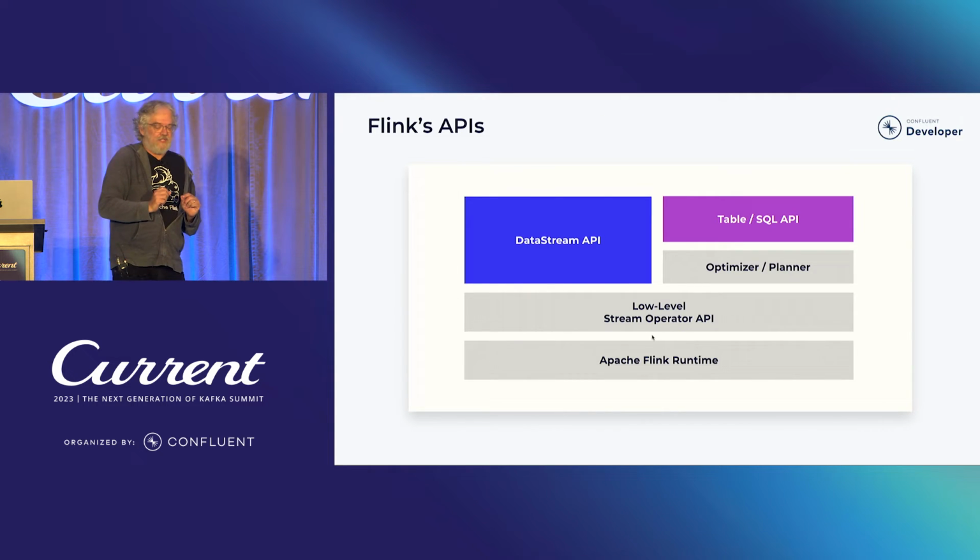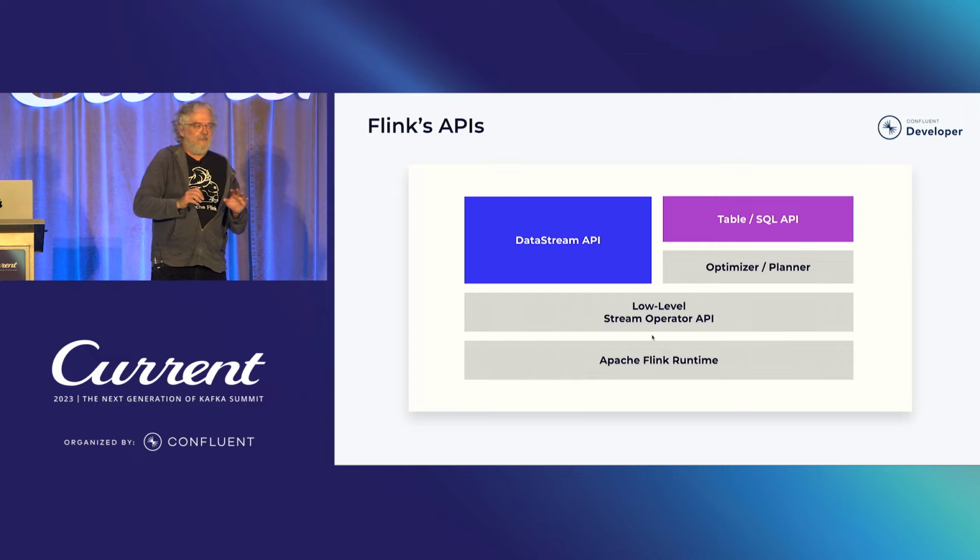But Flink has other APIs as well. So you see in this diagram a bit of a depiction of the Flink API stack. At the base layer here, you're seeing the Apache Flink runtime. Above that, you see a very low-level stream operator API. And on top of that layer, then you see the public-facing APIs, the data stream API on the left, and the table/SQL API on the right.